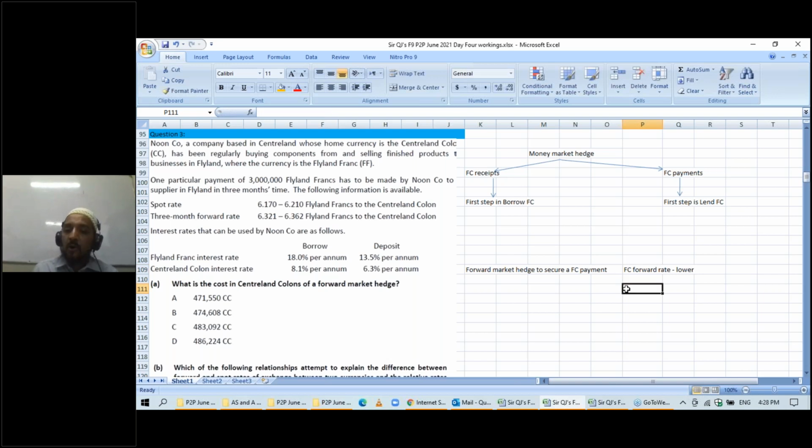The lower rate, because we will carry local currency to the foreign currency dealer, and at his counter he will receive local currency from you. Means he will be buying the local currency from you. He will buy at a lower rate, right? So that's why we will be exchanging at a lower rate. So the lower rate in this case, the 3-month forward rate will be used, which is 6.321. So 6.321 is the lower rate in this case.